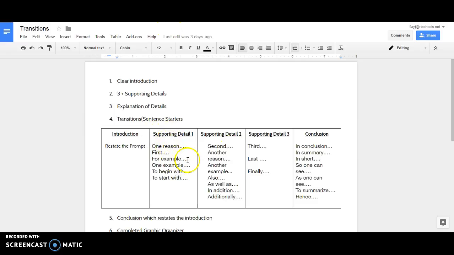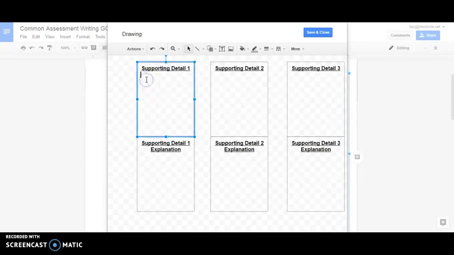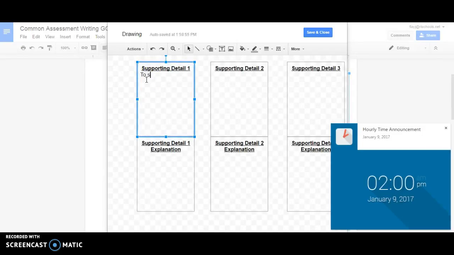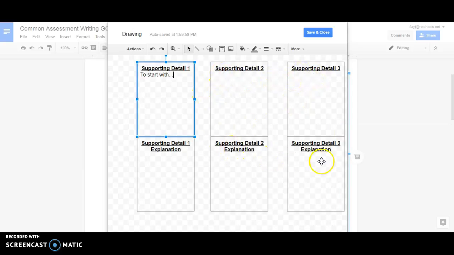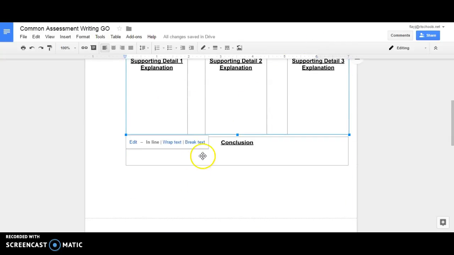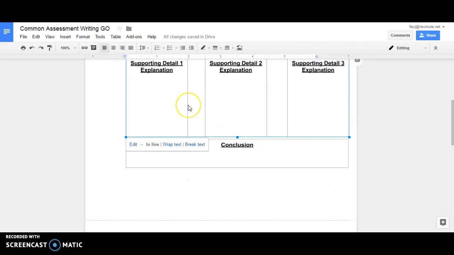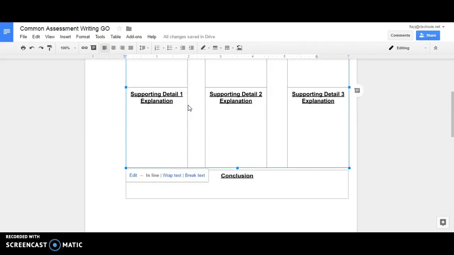I want you to take one of these. Let's start with, Okay, so you're going to put to start with in this box right here. So we are already incorporating our transitions. And I want you to do that for supporting detail 2, supporting detail 3, and down below in your conclusion. Okay, so you go down here and do the same thing. You can steal that from the conclusion box. Okay, so our transitions are already going to be built in for us, which is going to make things easier.